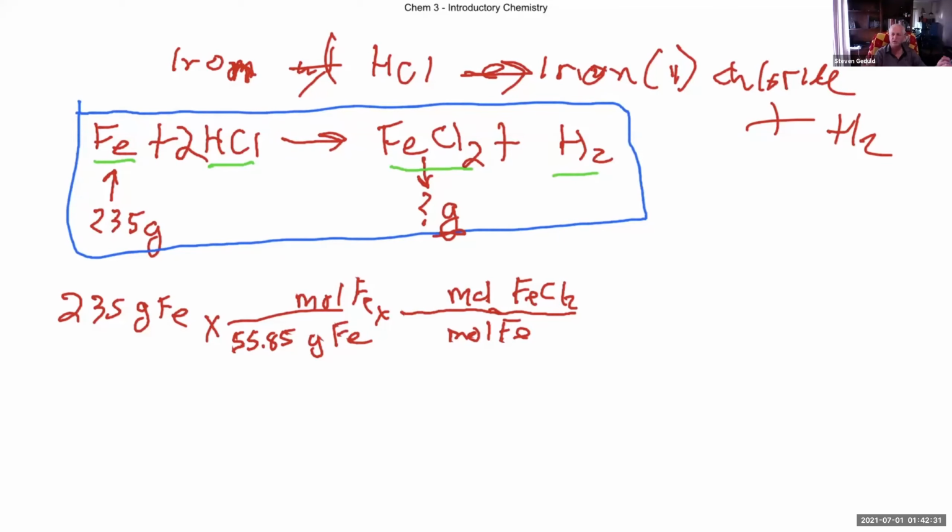What number's in front of the iron? There's nothing there. What is it? 1. A 1. Perfect. So I got 1 mole of iron and I got 1 mole of iron chloride. Now I got moles of iron chloride. Now for moles of iron chloride, I can go back to grams of iron chloride. And this is the most common way we're going to do things. So moles of iron chloride goes to grams of iron chloride.